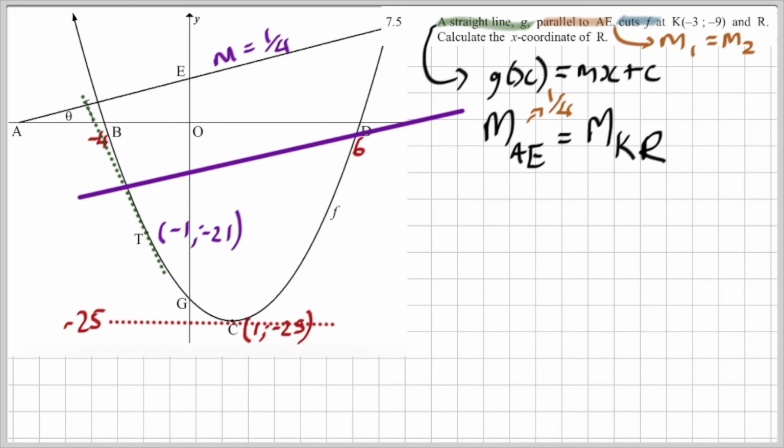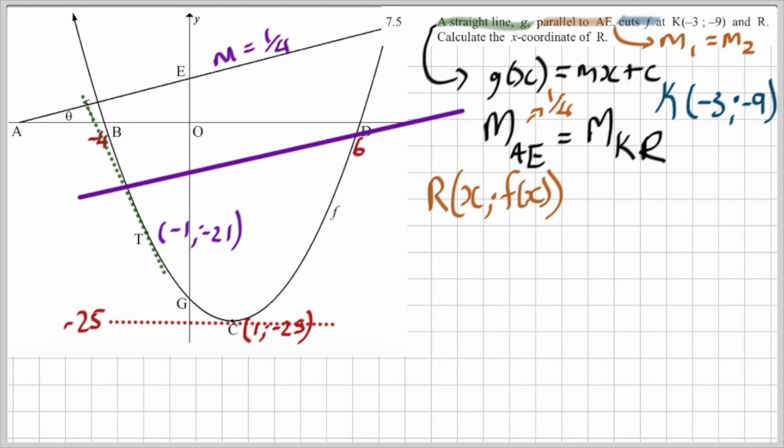Because if I look at this, I have the gradient of AE. All I need now is a gradient for KR. I know that K is the set of coordinates negative 3, negative 9. I know that R lies on fx. How do I know that, sir? Because it says that's where the line cuts F.